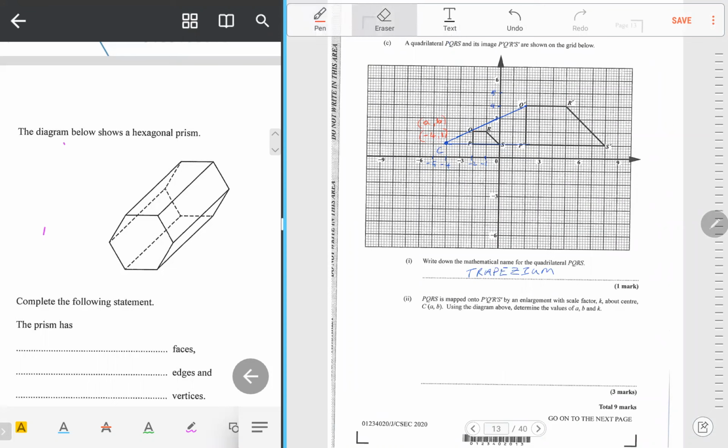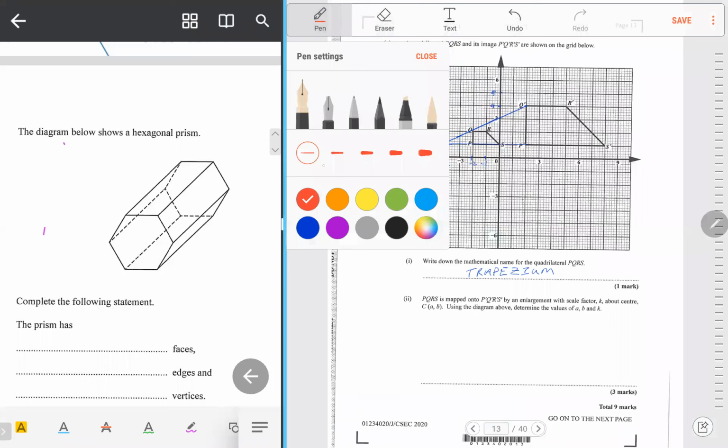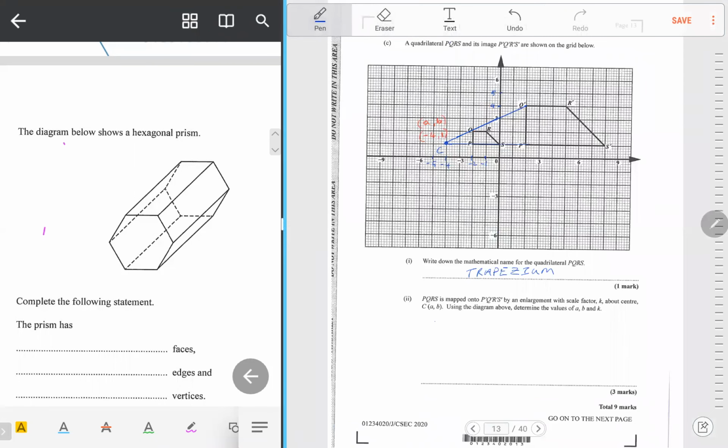I show a calculation for the scale factor. Remember, scale factor is image distance over object distance, right? Image distance over object distance. So we can say K, let's look at the calculation. K equals, let's use the Q and the Q prime, image distance Q prime R prime over QR. Q prime R prime is 3 units, QR is 1 unit, so the scale factor is 3.